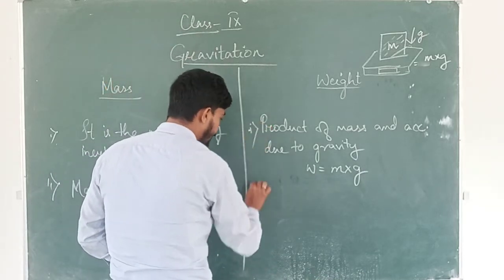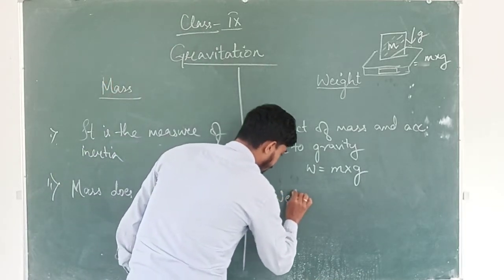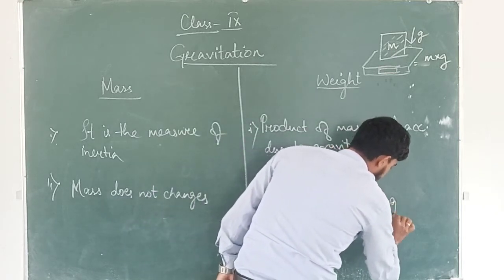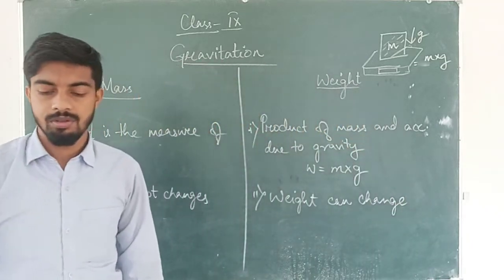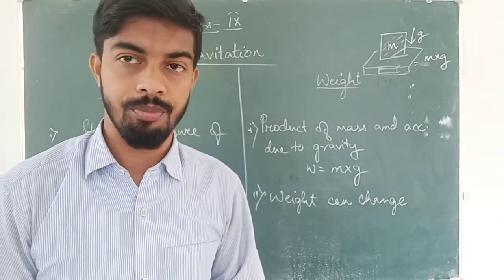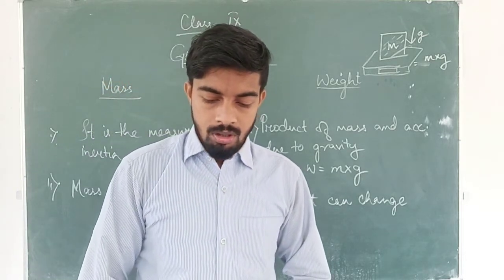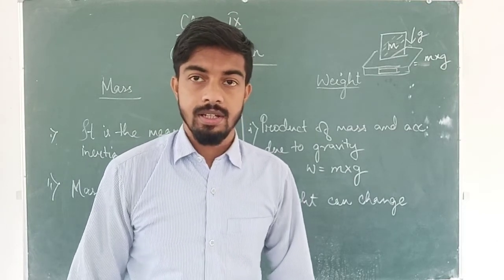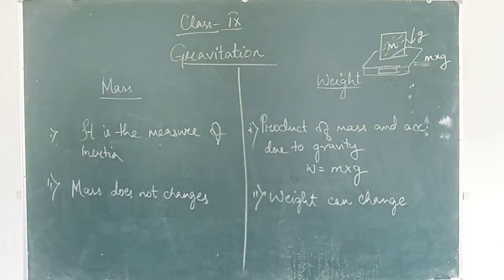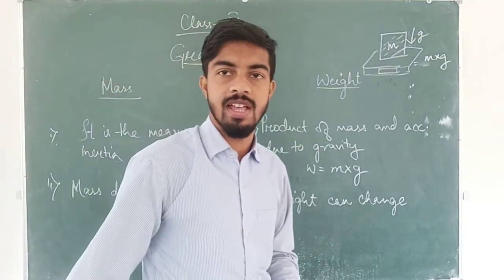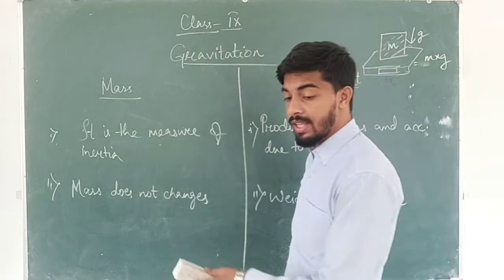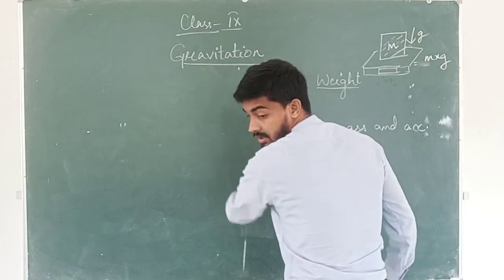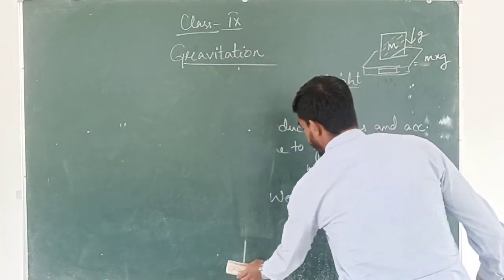So number 2 here: weight can change with respect to the position or location of the object. Next you can write it down. This one you can use as a difference between mass and weight. And next we are moving on to the next topic, that is weight of an object on the moon.